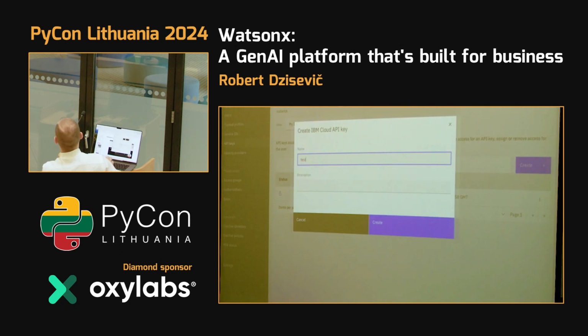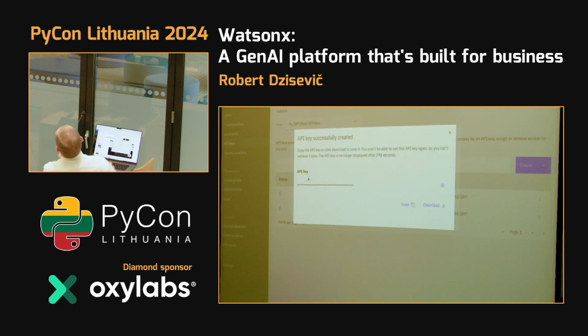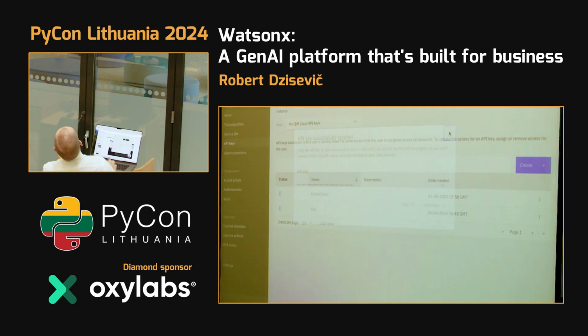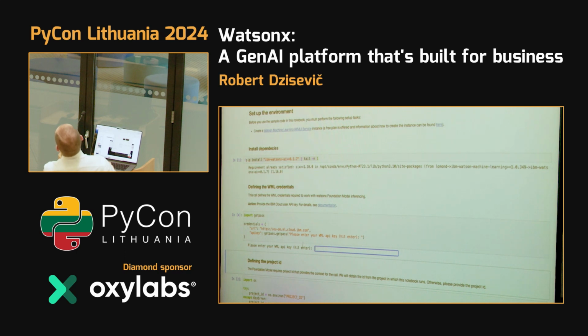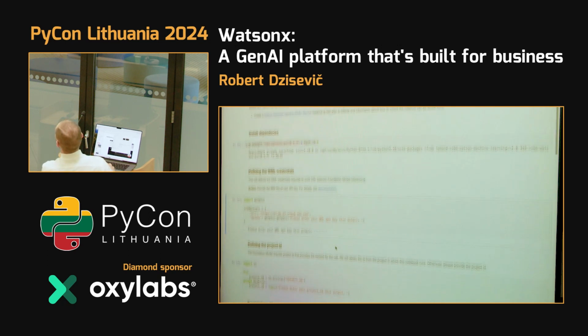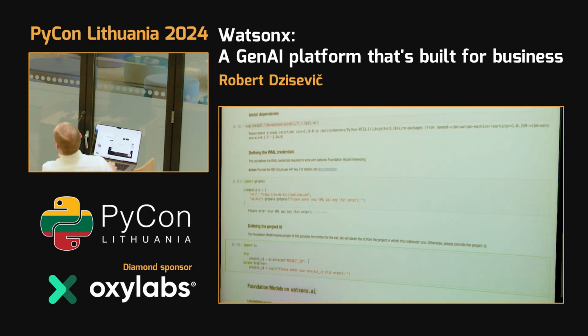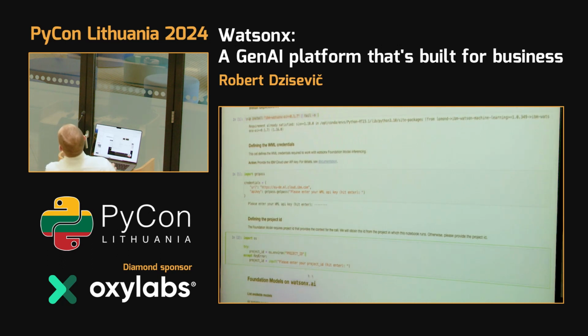Press create, type in test, click create, and here your API key is generated, and you can just copy it and use it. Now let's get back to our notebook. We just copied our API key. Let's paste it here. Run enter, and then we provide the project ID which we associate with where to use our AI model service.